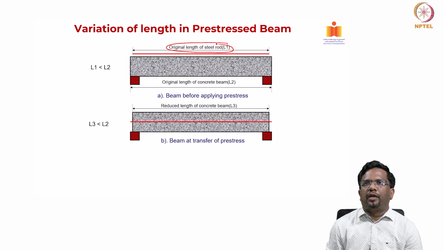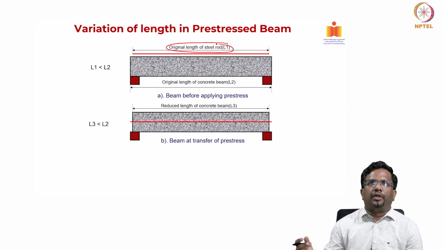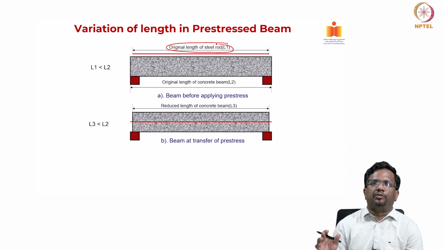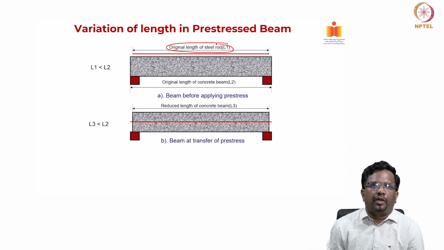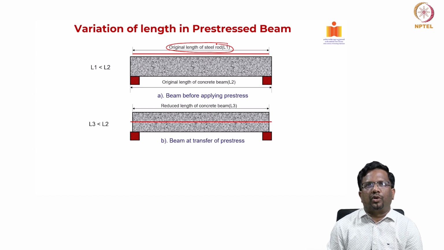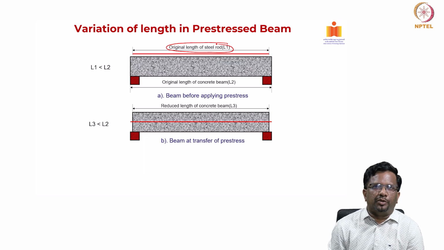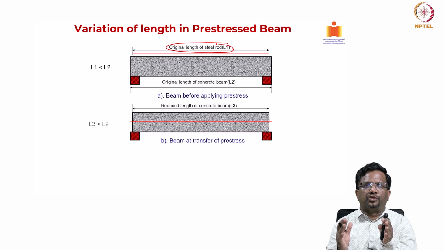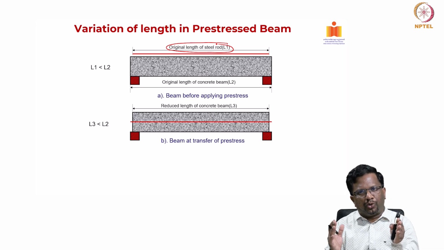Then when you stretch it, obviously the length of the prestressing steel becomes more. When you transfer the prestress, the length of the beam L2 becomes L3, which is going to be shorter than the original length of the beam, because when you transfer the prestress, the beam also undergoes some deformation, it undergoes shortening.